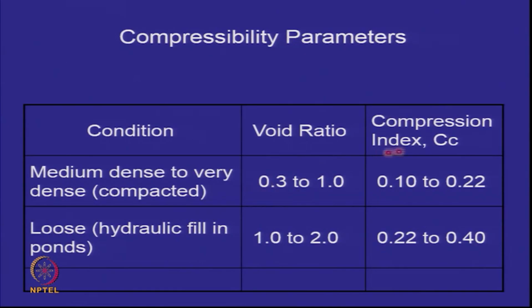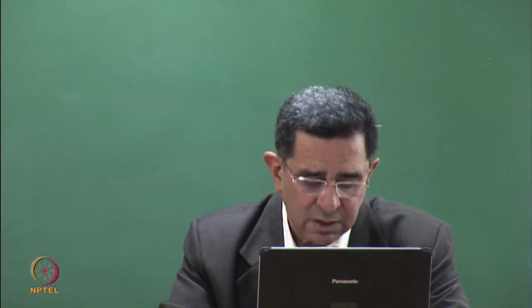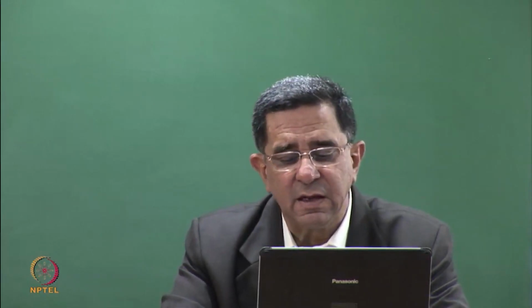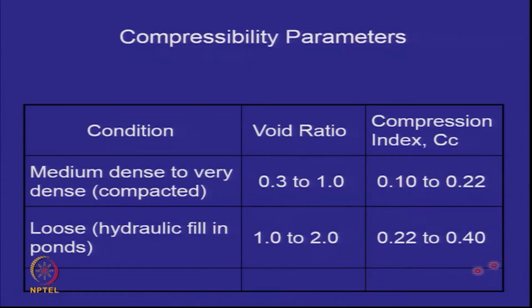And if you want to look at the values of Cc, if it is loose and hydraulically deposited, it varies from 0.22 to 0.40, and if it is medium to dense compacted, then Cc varies from 0.1 to 0.22, and this is the normal range that you would associate with silts or sandy silts or silty sands. So ash behaves typically like soil.